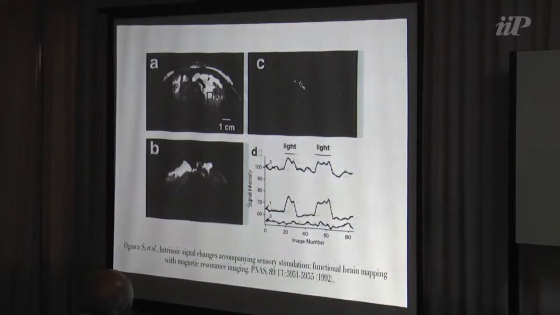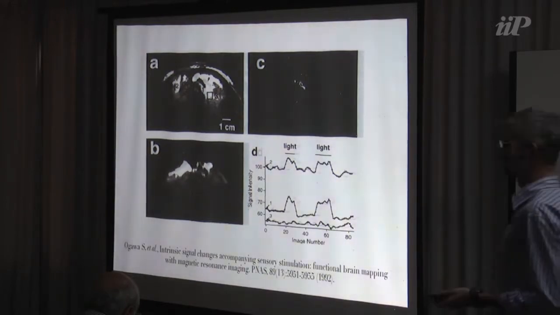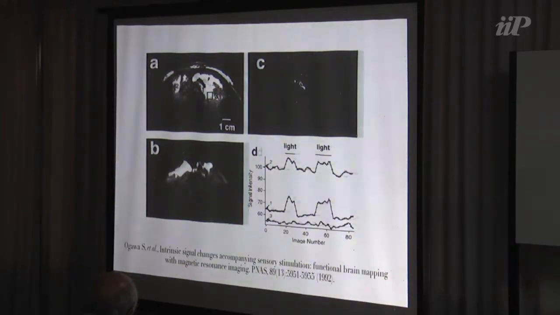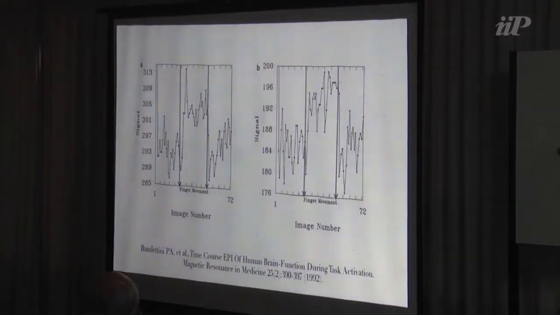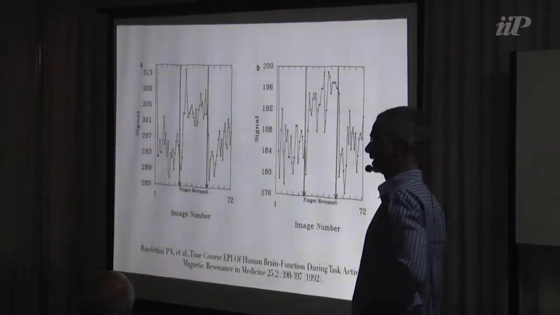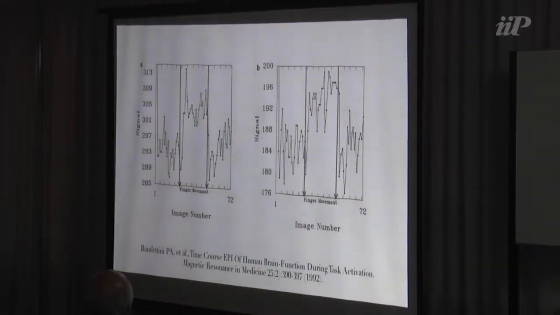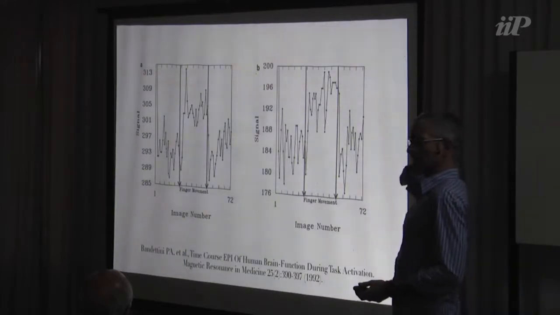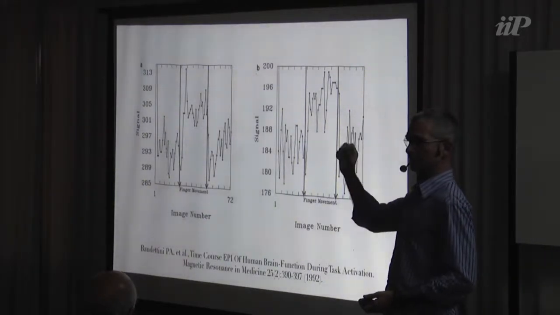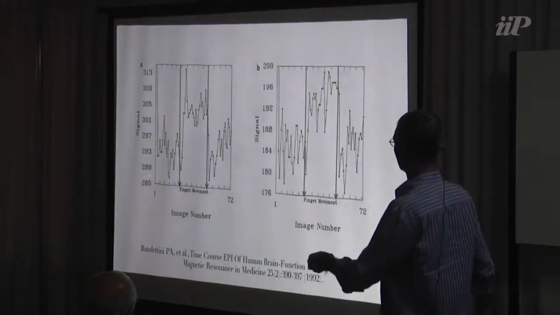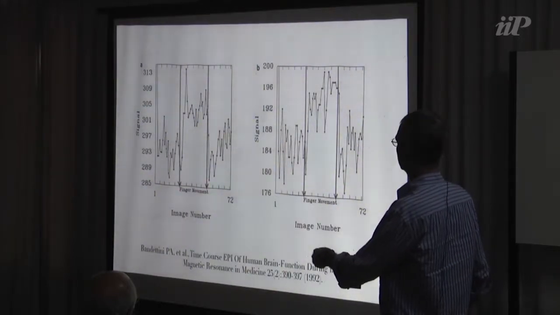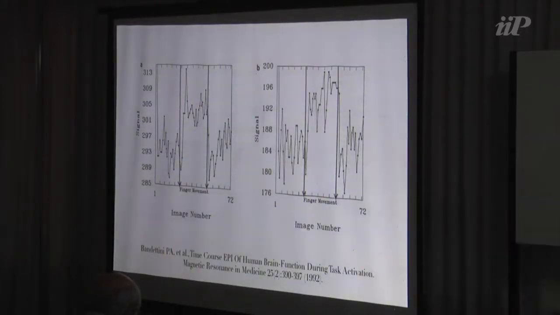This is the same thing that happened in the second paper. These 2 papers, the Ogawa and Kwong papers, are really well cited. Bandettini's paper is not, but it did basically the same thing with the motor cortex. Instead of flashing a light, he asked the individual to move his right hand for a couple of seconds and then stop for a couple of seconds. So the principle is exactly the same.